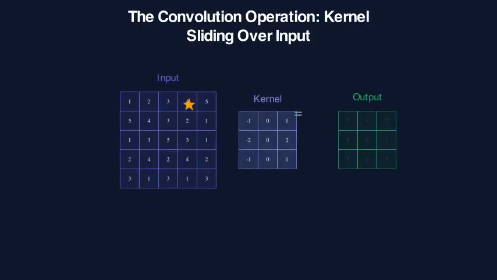The convolution operation works like this. We place a 3 by 3 kernel at the top left of the input, multiply each kernel weight by the corresponding input value, sum them all up and place the result in the output feature map. Then we slide the kernel one step to the right and repeat. The kernel shown here is a horizontal edge detector, the Sobel filter. Notice how large positive values appear where there are strong left to right intensity changes, and large negative values where the gradient goes right to left.